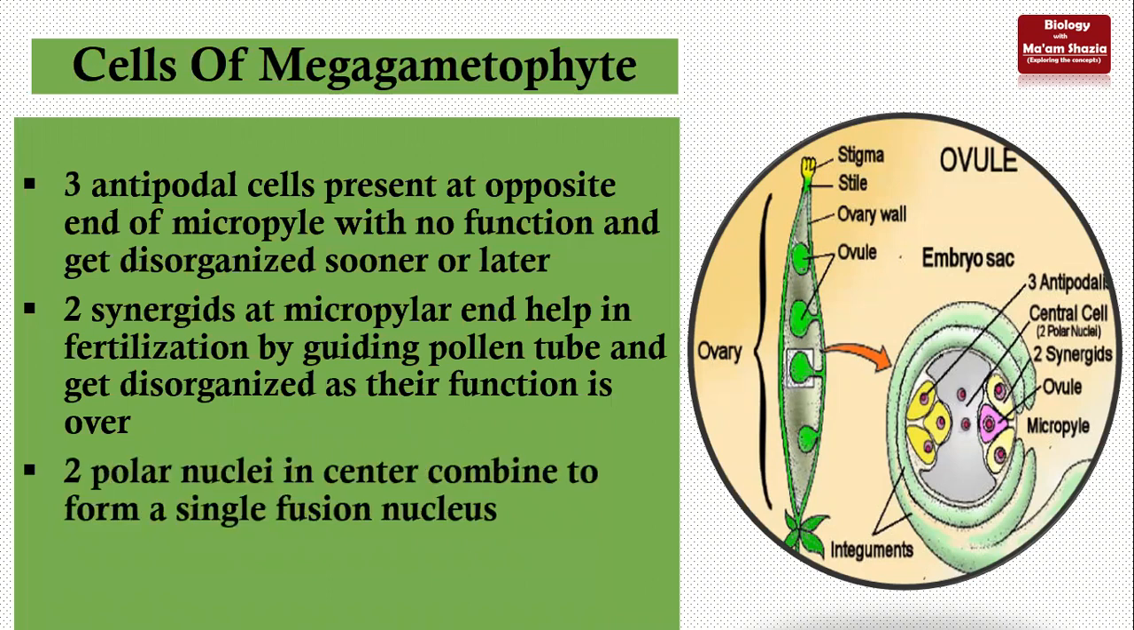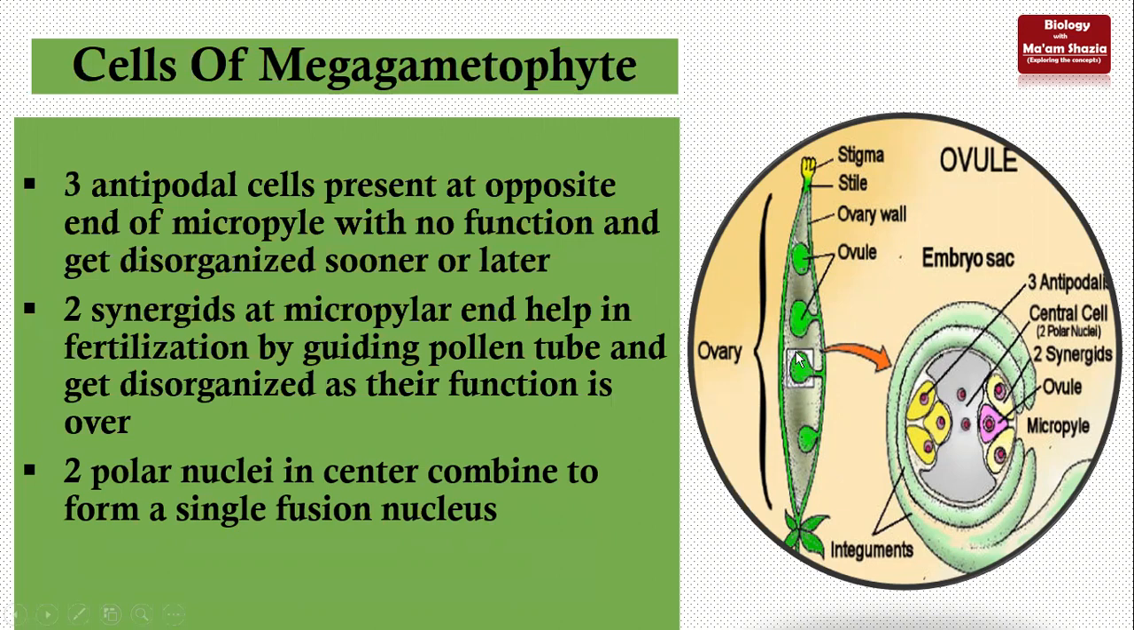And two polar nuclei in the center combine to form a single fusion nucleus. These two cells are called the polar nuclei. They will fuse to each other and form the fusion nucleus. These yellowish colored ones are the antipodals, they will disintegrate. These two are the synergids. These synergids are basically helpful in guiding the sperms to reach the egg cell.